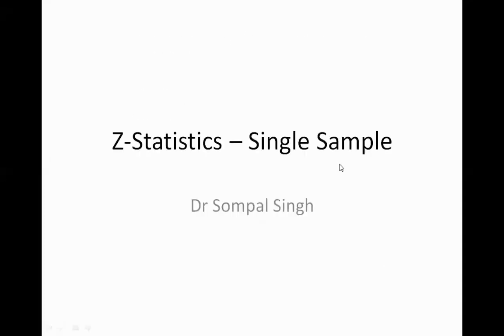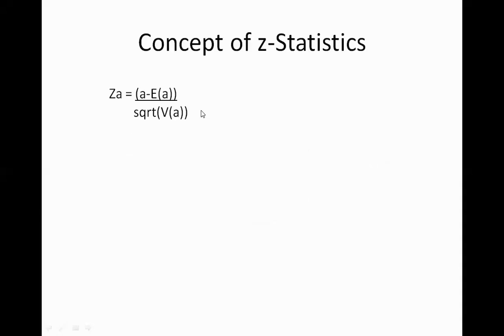So what is Z statistics? Z statistics in general can be defined as: Z statistics for variable A is equal to the difference between the value of variable A minus the expectation of A. And by expectation, I mean the average of A, that is the mean of variable A. So difference between the value of variable from its mean divided by square root of variance of variable A. And square root of variance is nothing but standard deviation.